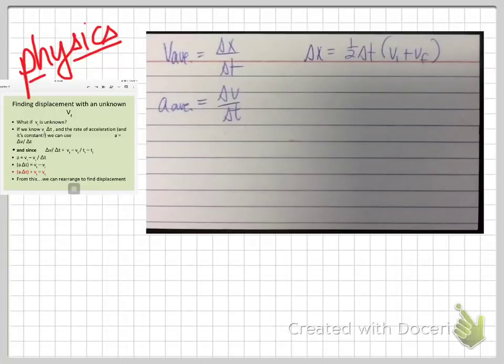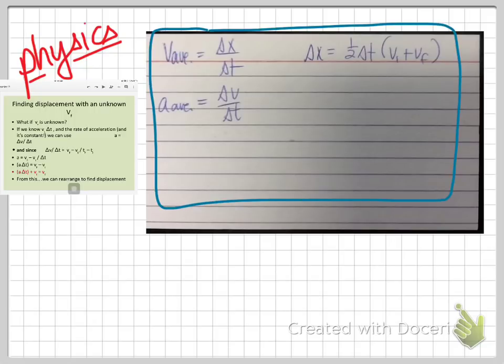Hey, it's Moser, and we're going to derive two more equations together. So far, your note card should look something like this, with your basic average velocity and average acceleration equations, plus the first of our four golden equations, delta x equals 1/2 delta t times the quantity vi plus vf.